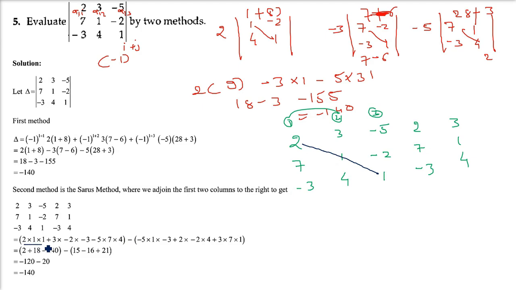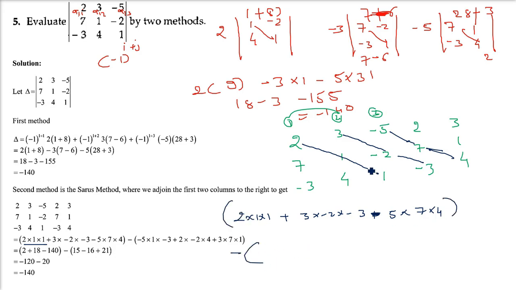This one, first one, plus 1 into 1, then plus again the next line, parallel to it: 3 into minus 2 into minus 3, plus minus 5 into 7 into 4. I'm just making it minus because the minus is already there: minus 5 into 7 into 4. But you have to do plus 7 into 4 into minus 5. Right? Okay, all of these.